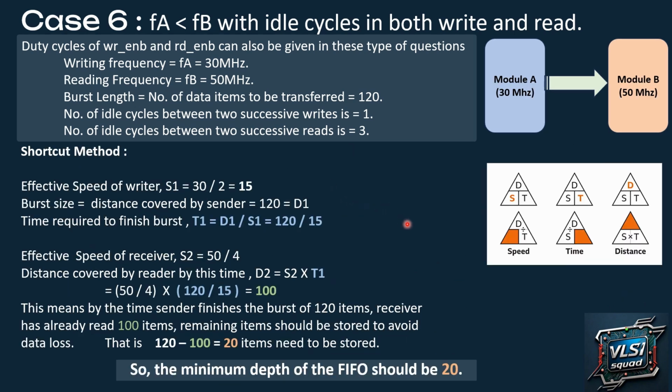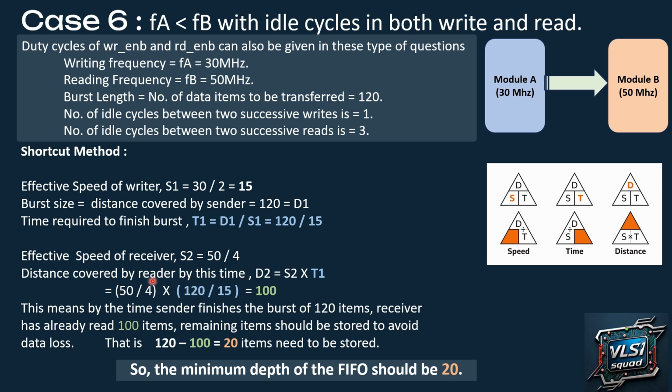Now let's discuss it with a shortcut. We will take the effective speed just as in the earlier case. 30 is the normal writer speed. It is reduced to half because of the cycle delay, so 30 by 2 is 15. The distance to be covered is 120 data items, and the time required to cover this distance will be this much, and the effective speed of the reader will be 1 by 4th of the actual reader speed.